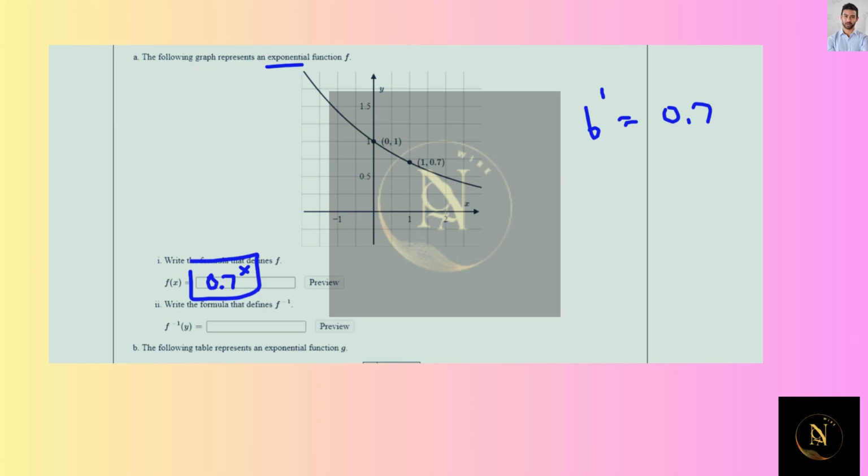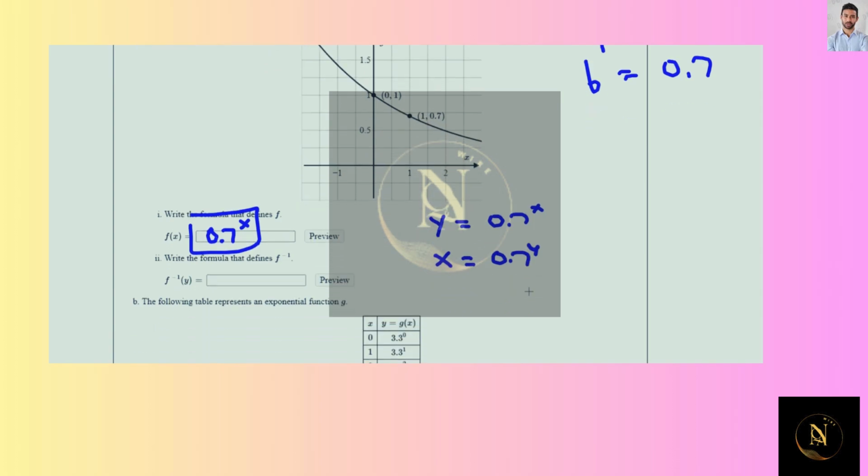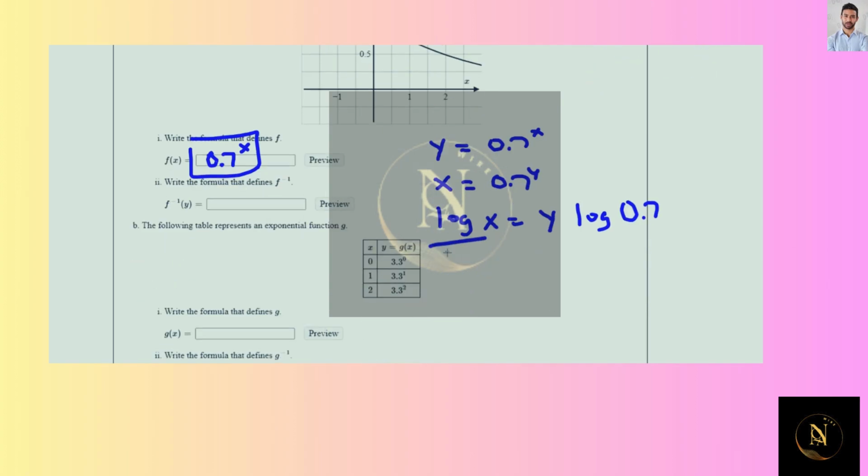The inverse, if we think of y equals 0.7 to the x, the inverse can be found by interchanging, and then if you can do a log of a certain base, that's great. Otherwise, we could just take the log of both sides. Then the right-hand side would be y times log of 0.7, and so it would be the log of x over log of 0.7.